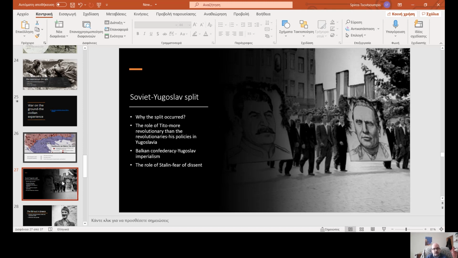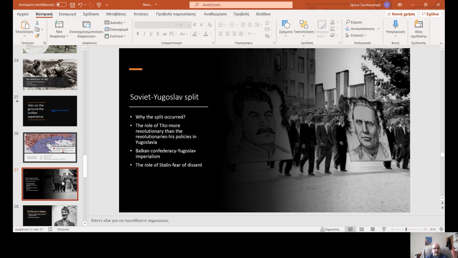Also, Tito was looking forward to building a Balkan Confederacy of communist countries with Yugoslavia as its center. And Stalin was afraid that this might create a separate bloc of power, a Yugoslav-dominated communist bloc that would be antagonistic to the Soviet bloc. And eventually there is mutual recrimination. The Soviet Union accused Yugoslavia of imperialism and vice versa. And by late 1948, there is a complete and final split between the two countries.